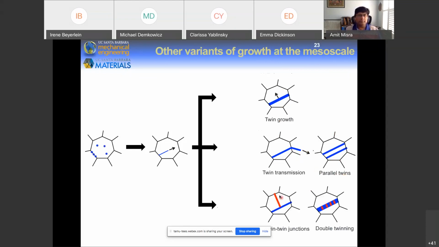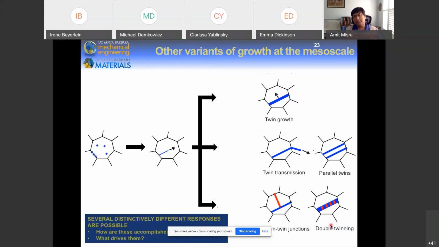Sometimes you can have multiple twins of different variants, different types, which means that because they occur on crystallographic planes, they will be intersecting. So they form junctions, and then also, as I mentioned, you can have double twinning. So these are all ways in which the twin will grow under stress and accommodate more deformation.